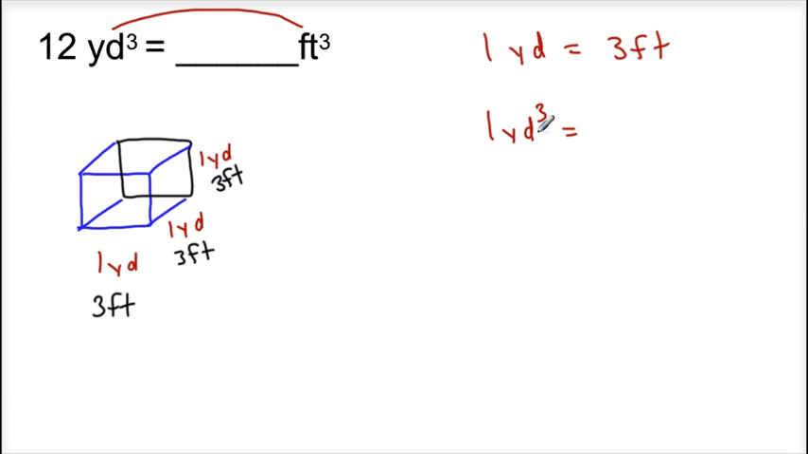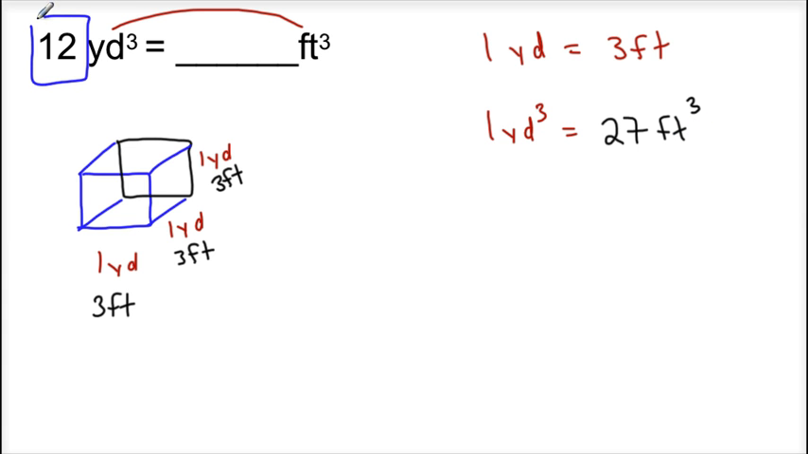So 1 cubic yard is equal to 1 yard times 1 yard times 1 yard, which is equivalent to 3 feet times 3 feet times 3 feet. 3 times 3 is 9, times 3 is 27, and feet times feet times feet is feet cubed. So 1 cubic yard is equal to 27 cubic feet.